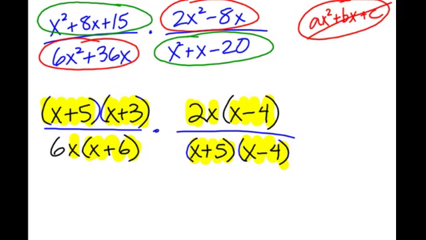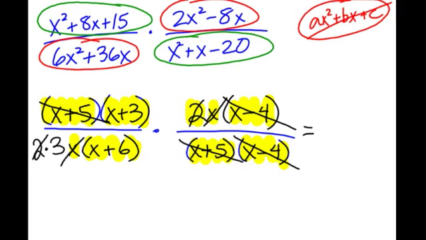It can be factored. So I'm going to take 6, and instead of writing 6, I'm going to factor it into 2 times 3. And what that does is that allows me to see that when I start canceling, this 2 right here cancels with this 2 right there. What else can cancel? X plus 5 and x plus 5. What else can cancel? This x and this x. What else can cancel? X minus 4 and x minus 4.